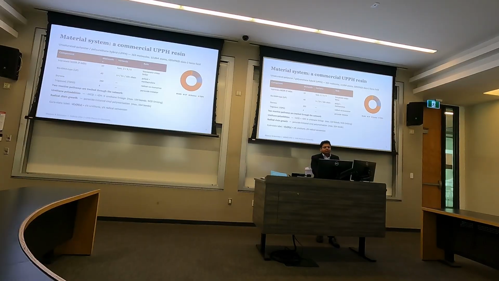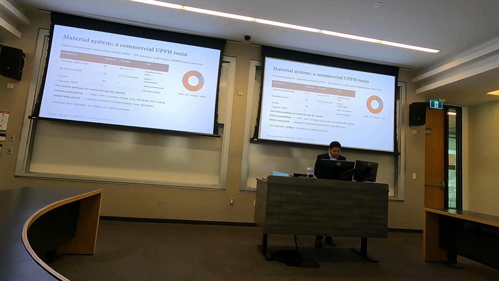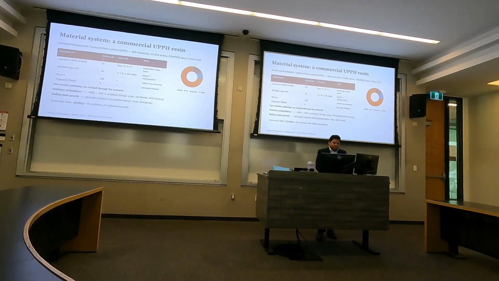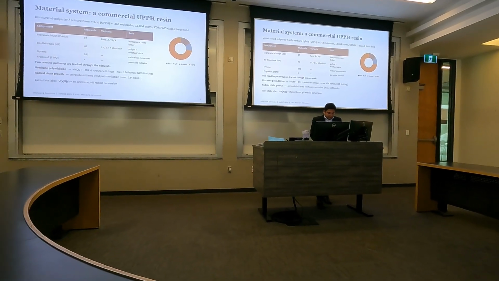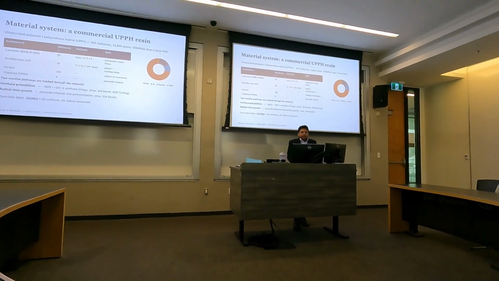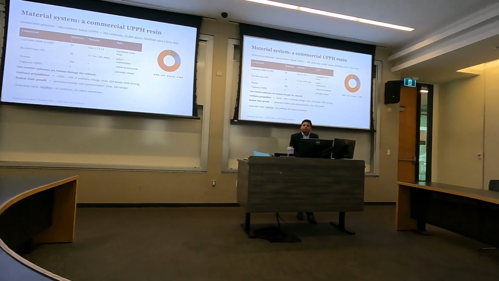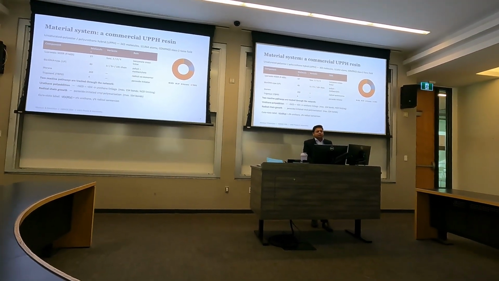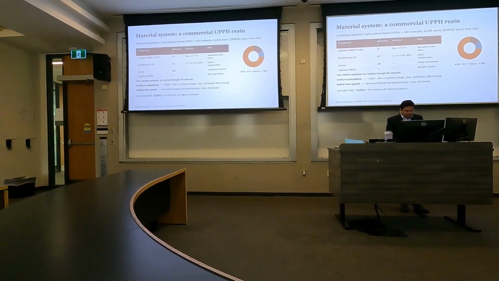The material system that we are using in this particular investigation is a commercial UPPH resin, which is nothing but unsaturated polyester polyurethane hybrid resin. It's a resin that we procured from the commercial companies who make it, and the ratios that you see here for the molecules are actually used in practice at this point in time to manufacture these.